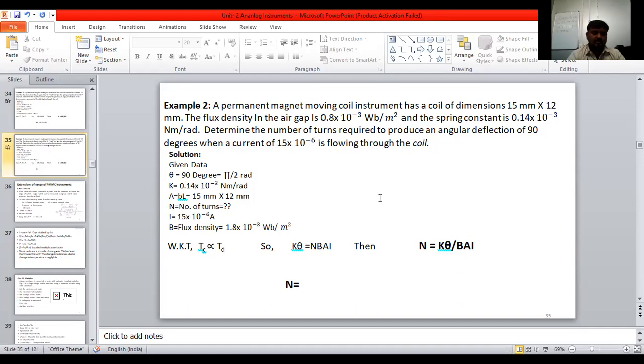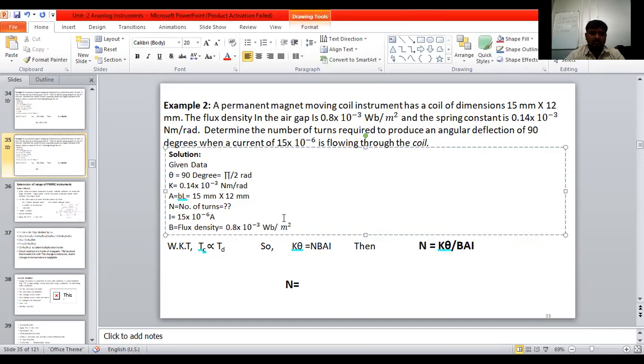We add it here, divided by, open bracket, what is the B here? Flux density is 0.8 into 10 to the power of minus 3. Next, area is same, I have kept, nothing has changed here: 15 into 10 to the power of minus 3 into 12 into 10 to the power of minus 3. The current is changed, that is 15 into 10 to the power of minus 6. Tell the answer, anybody?